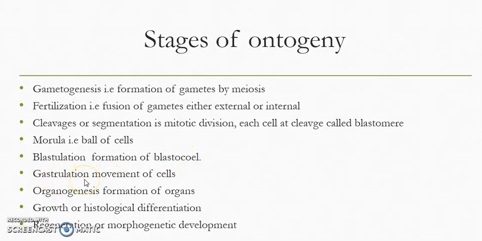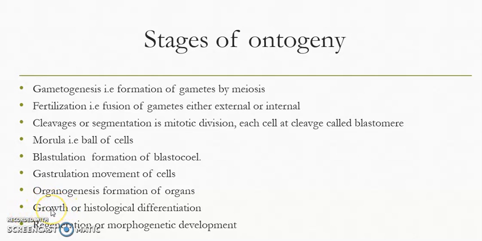Next stage is called gastrulation. Gastrulation means the movement of cells from the outside of the embryo towards the embryo interior. As a result of this, three germ layers are formed: ectoderm, endoderm, and mesoderm. And later on, these layers will undergo development and the formation of different organs. So the next stage is called organogenesis, that is the formation of organs from the germ layers, ectoderm, endoderm, and mesoderm.